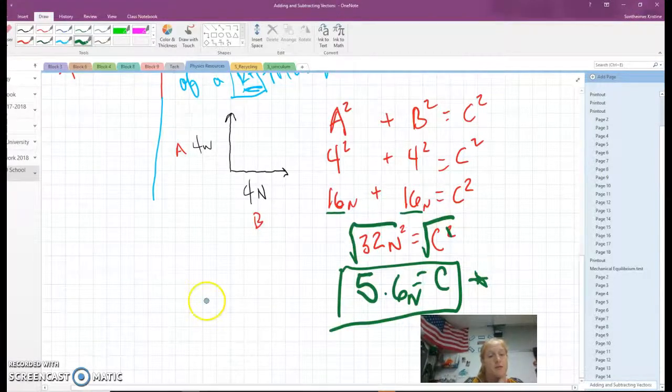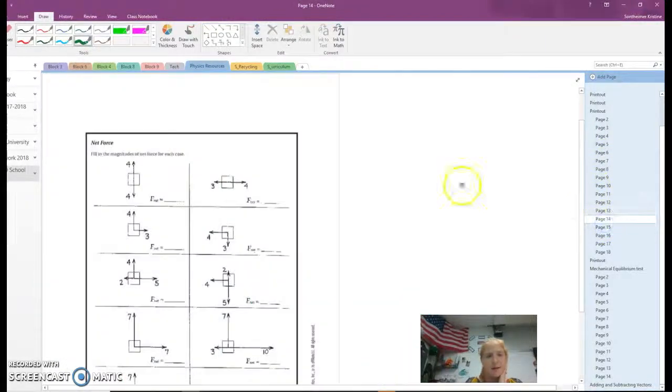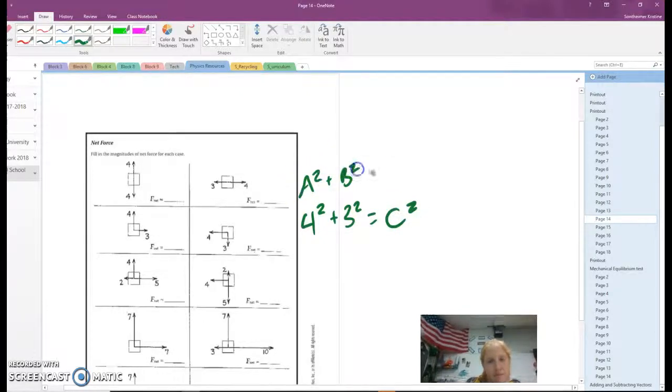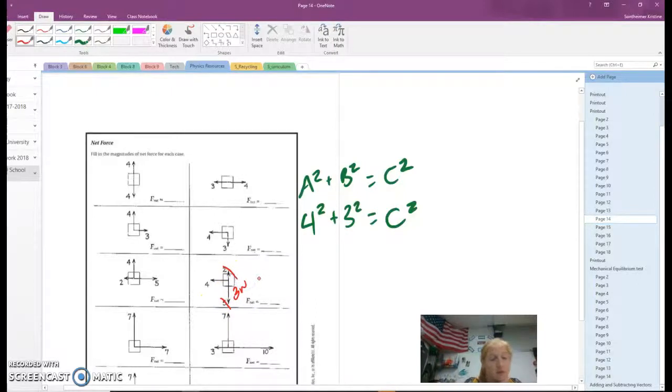So if you did another one with a greater distance, each time you're going to plug it into this equation. So when you get back to page 14, I think, here's what I want you to realize. Here would be 4 squared plus 3 squared equals c squared. Okay, this one is tricky. You have to realize that you have to deal with the parallel lines first. So ultimately, once you cancel this out, this will be 5.3 newtons south. And now you can, oh look, it looks pretty similar.